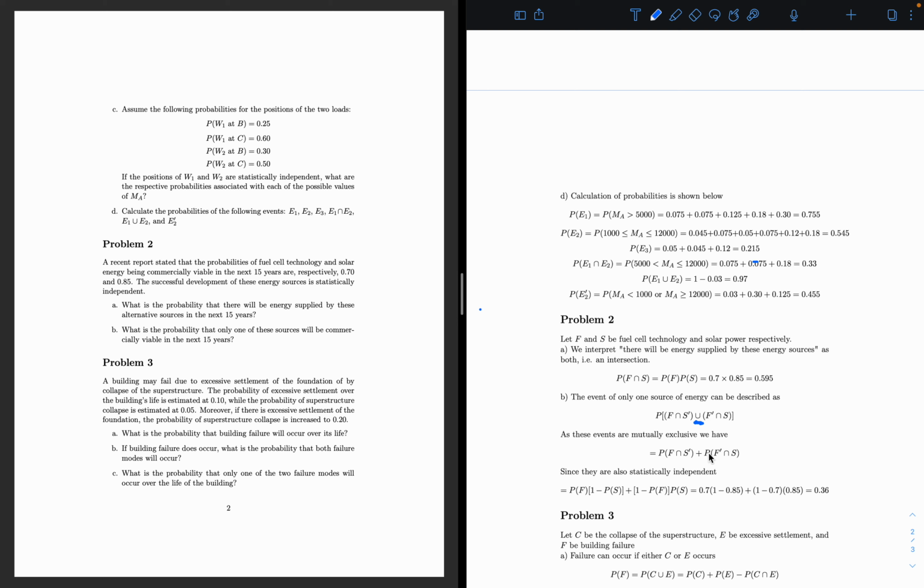Since these intersections are statistically independent, we can just multiply P of F and then the complement of S, and the same thing for the second term, and we know everything and we get 0.36.